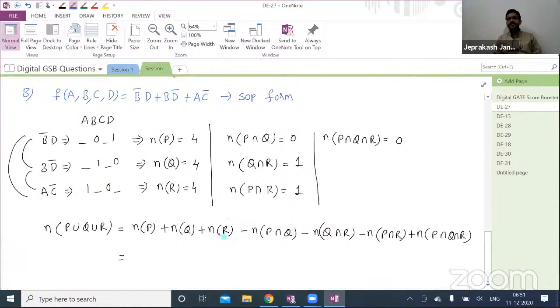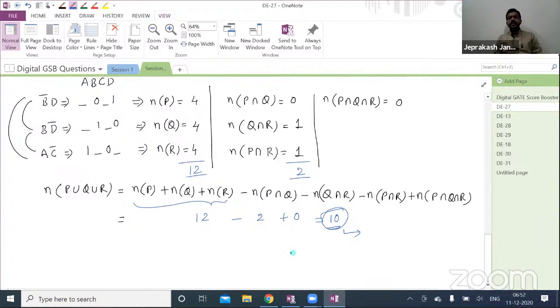Very good. Just add all these three, you will get 12. If you take minus common, add these two, you will get 2. Minus 2, and this term is 0. So 12 minus 2 is 10. That means in these 12 terms, two terms are repeated, so different minterms are 10. The total number of unique minterms present in this particular function is 10.